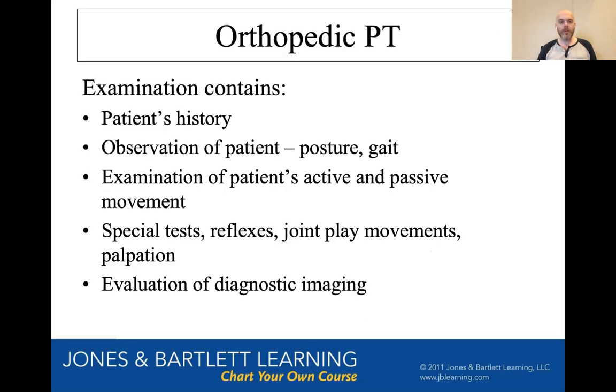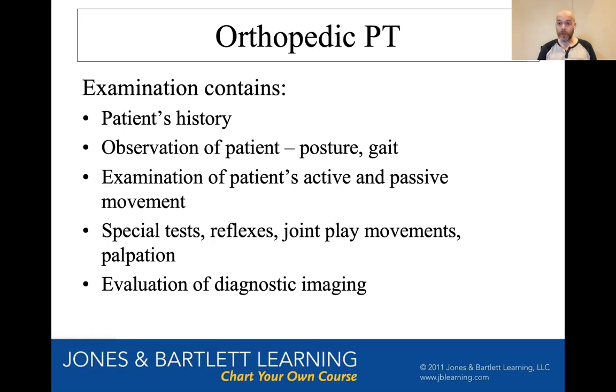Okay, so what do you do in an orthopedic exam? Same thing as a regular exam. Patient's history. Let's talk about the observation of the patient. We're going to look at their posture, how they're standing. We're going to look at their gait, how they walk. We're going to see if there are any deviations, any asymmetries, things like that. We're going to look at their passive and active movement. So passive and active range of motion.